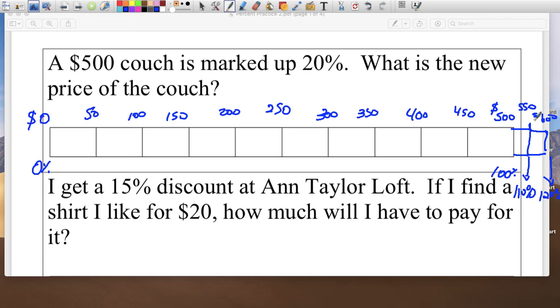So if you bought a sofa for $500 and you say, I'm going to sell it to someone and I'm going to add 20% on top of that, the sale price would be $600. Okay.